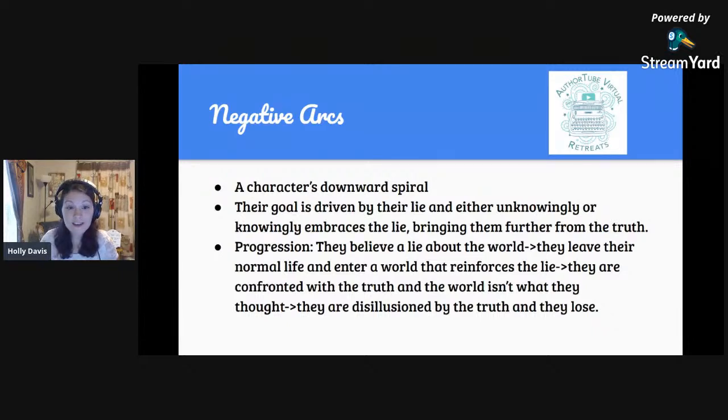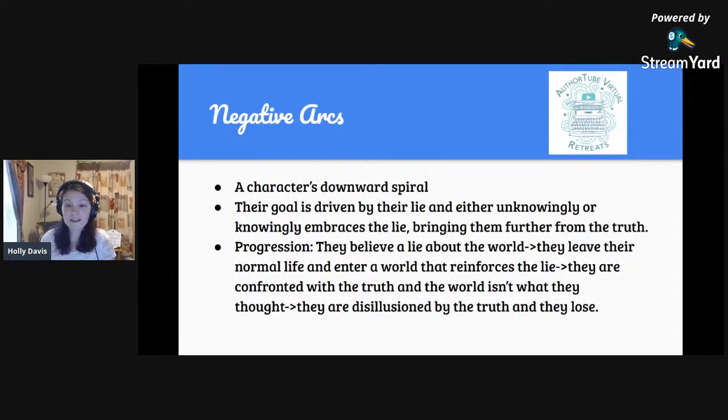So a progression of this is they believe a lie about the world. The world is horrible. I'm watching Avatar: The Last Airbender right now, and it's like the Fire Lord believes the Fire Nation should rule. You believe this lie about the world. So they leave their normal life and enter a world that reinforces the lie. And then as the story goes on, they're confronted with the truth, and the world isn't what they thought. So they realize that what they're doing is wrong. But they're still disillusioned by the truth, and they lose because they continue to cling to the lie.